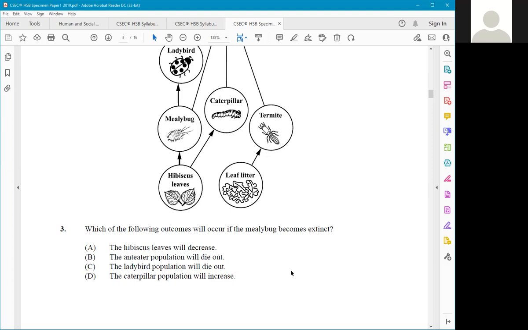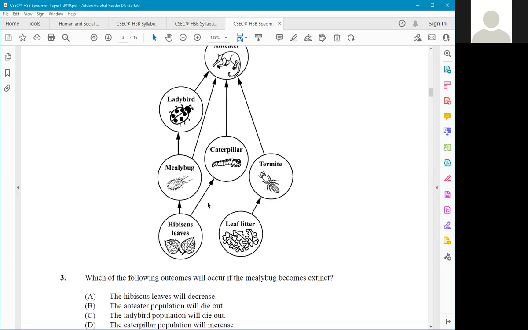Which of the following outcomes will occur if the mealybug becomes extinct? The hibiscus leaves will decrease. That could never be the answer because the mealybug is no longer feeding on the hibiscus leaves. The anteater population will die out. Certainly not, because the anteater still has caterpillar and termites, and maybe to some extent the ladybird, until the ladybird itself becomes extinct, I guess.